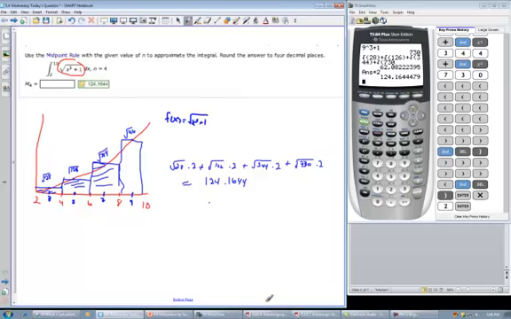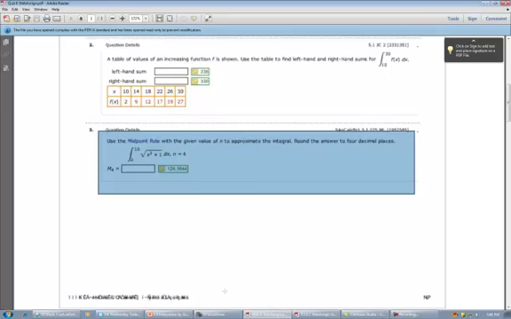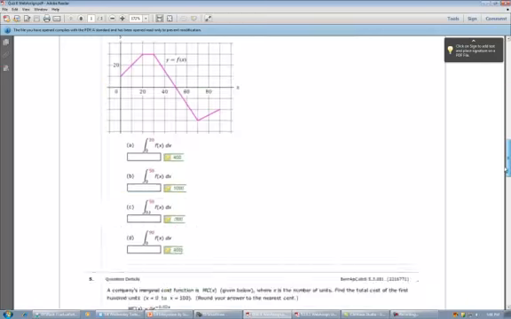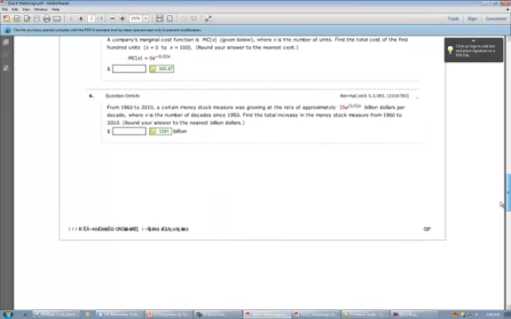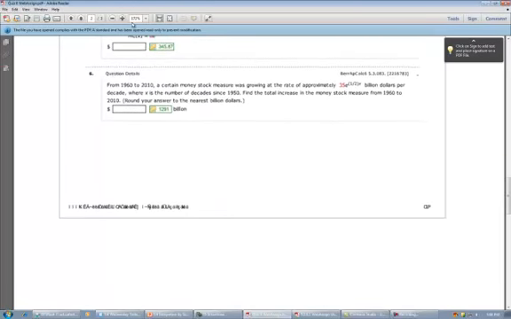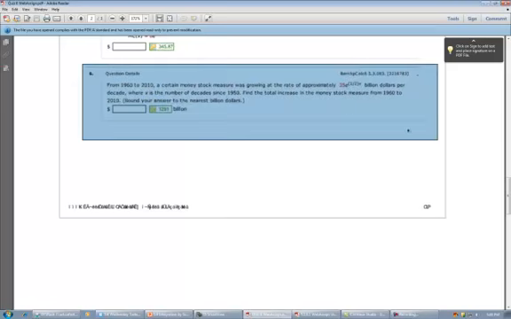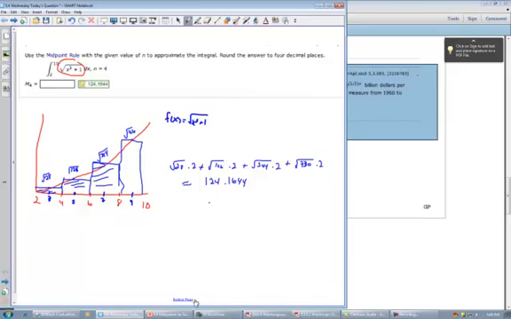Okay, let's look now at number 6. All right, so number 6 is right here. All right, so how do we do this one? So let me copy it. All right, paste it.